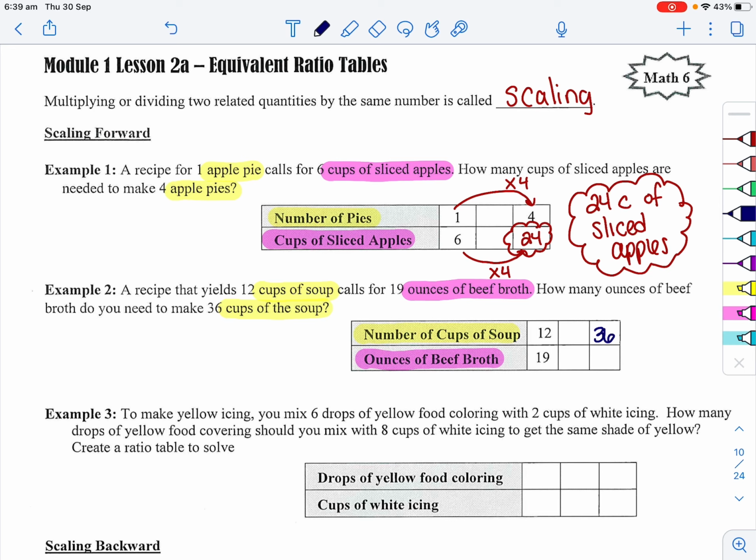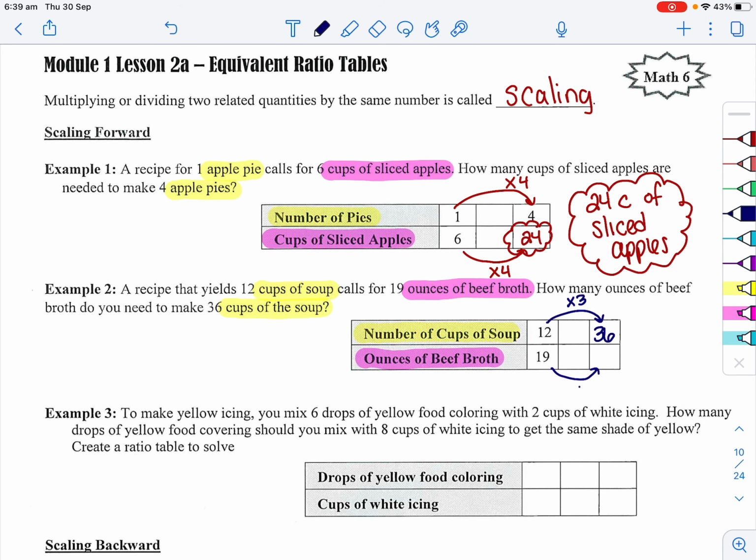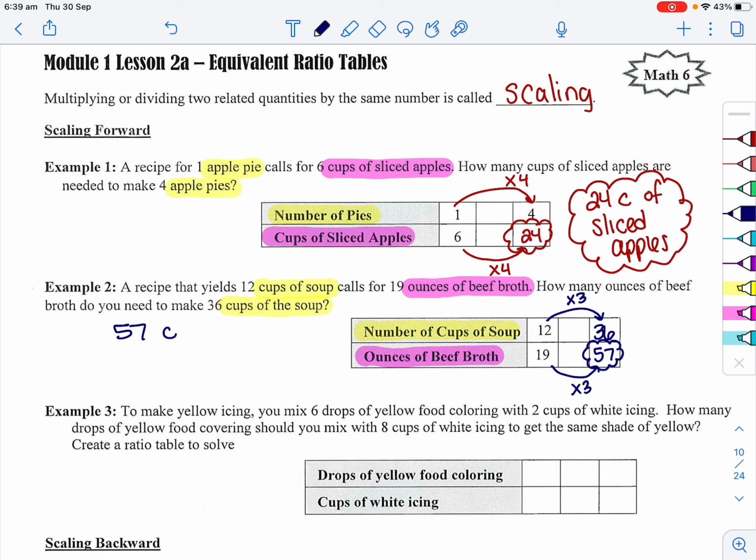It's super important that that extra number, that piece that we're using to help us solve, goes into the right area of our table. So now this one is scaling forward because the number that I'm starting with is smaller than the number that I am ending with. So I'm using multiplication. 12 times 3 is 36. So I'm going to do 19 times 3 is 57. And then I answer the question, how many ounces of beef broth do you need? You need 57 ounces.